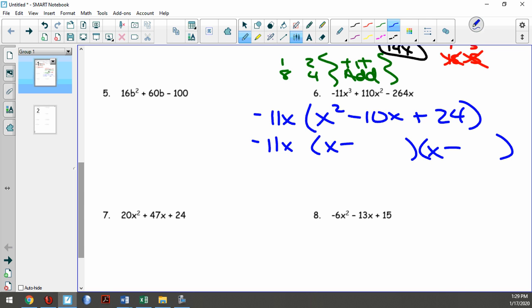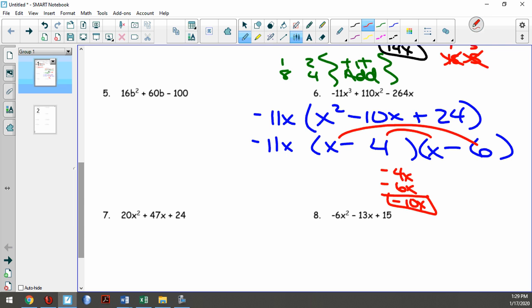Now, can you find any factors of 24 that will add to give you 10? I'm sorry, Bobby? 6 and 4. So I'm going to check. Inner gives me negative 4x. Outer gives me negative 6x to give me a negative 10x, and I know I'm correct. Do we understand the answer there? Yes or no?